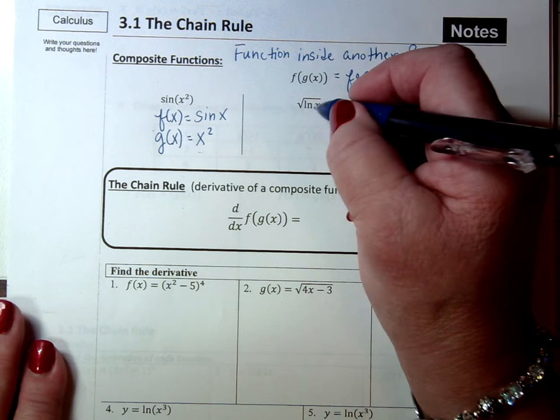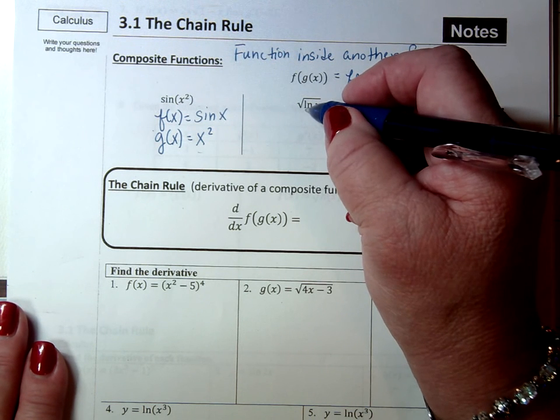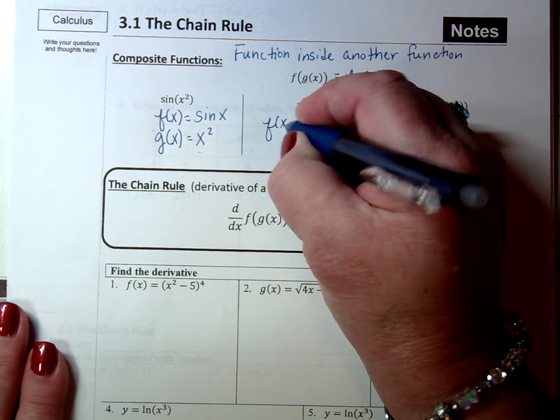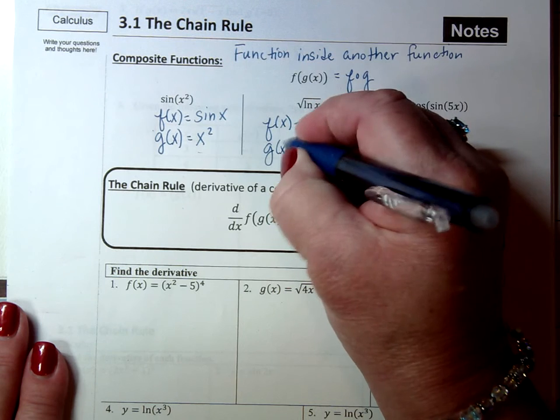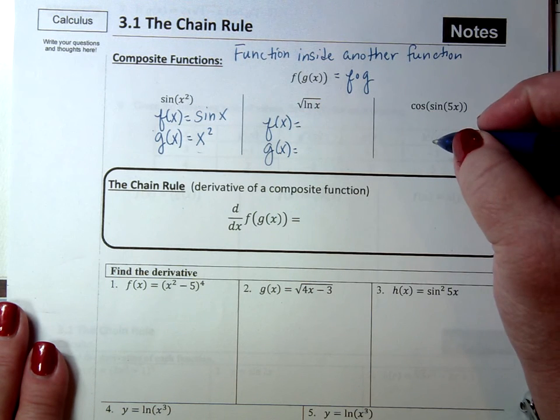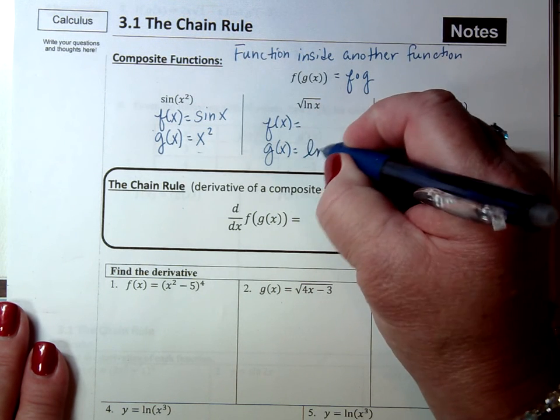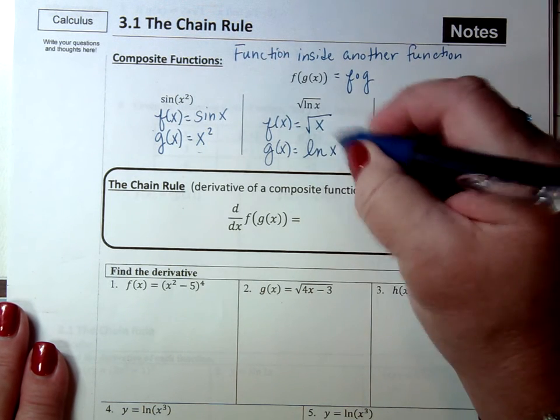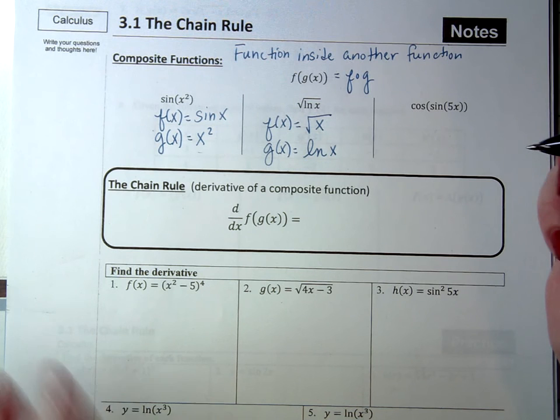How about this guy? I have two functions. One of them is a square root and one of them is a natural log. So which one's which? I have an f of x function and I have a g of x function. I'm taking the ln of x and I'm putting it into the square root. And so that's how that guy would break apart.